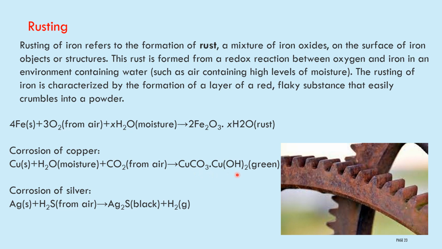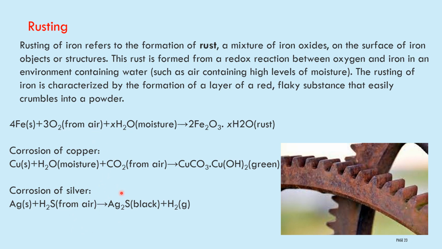and you will get CuCO3, Cu(OH)2, that is green in color. Corrosion of silver: Ag, silver reacts with H2S, then you will get Ag2S plus H2. Silver you will get in black color. This you can observe in silver and copper.